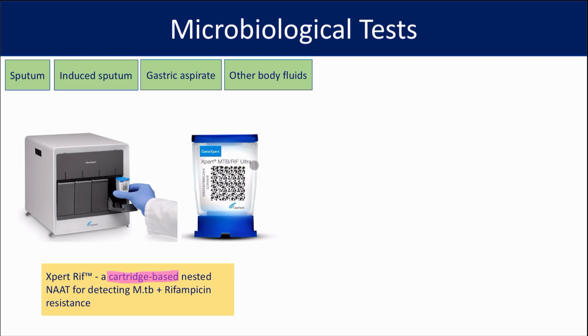And also this is Ultra. The Ultra is the latest version, and the sample that you can use here is sputum or induced sputum, gastric aspirate or other body fluids. Okay, and this is the machine. In this machine you need to insert this cartridge, after putting the sample within it.